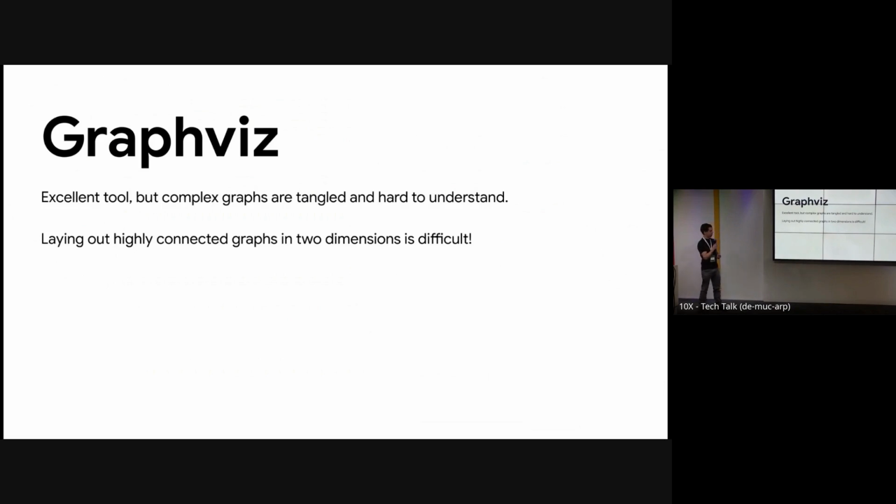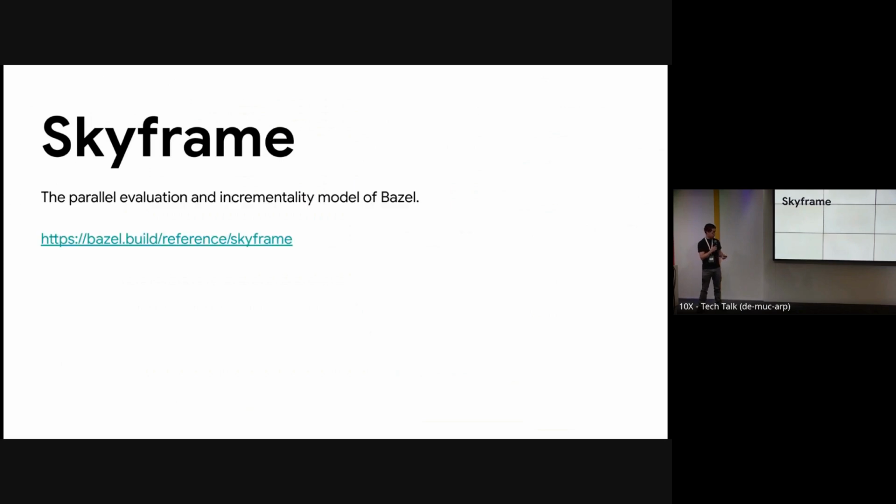And that's not really the fault of Graphviz. It's just that laying out graphs in 2D is inherently difficult. So pivoting now to Skyframe. I don't think I have to say much about this. We had a great talk this morning on Skyframe. So I guess I'll just say that Bazel lets you get access to the current state of the Skyframe graph with the Bazel dump command like this.